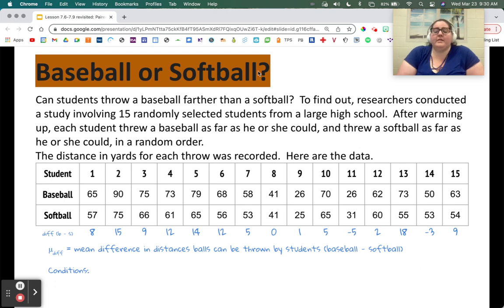So our conditions, our first condition, do we have a random sample? It does say that they randomly selected students. It also tells us the random order of balls thrown, which is also helpful.